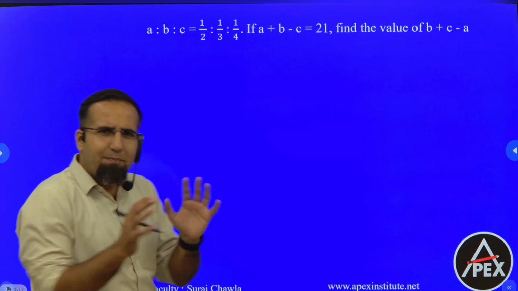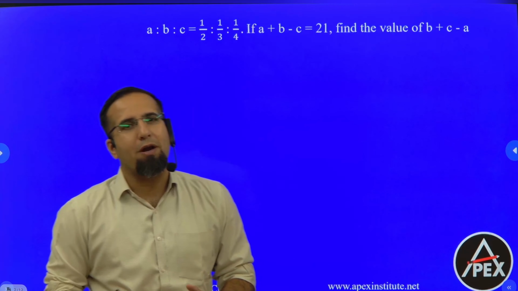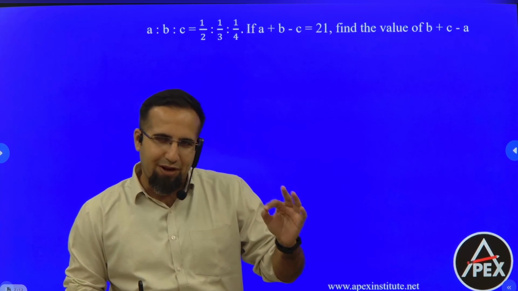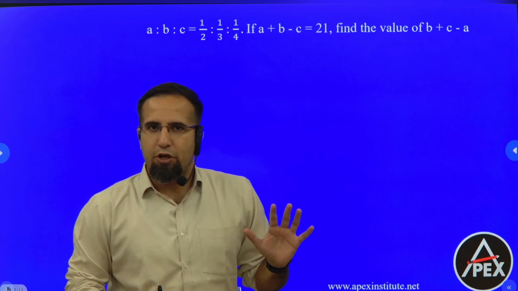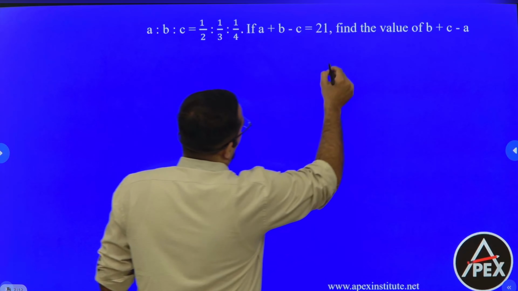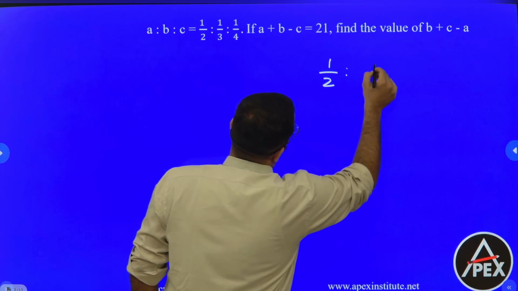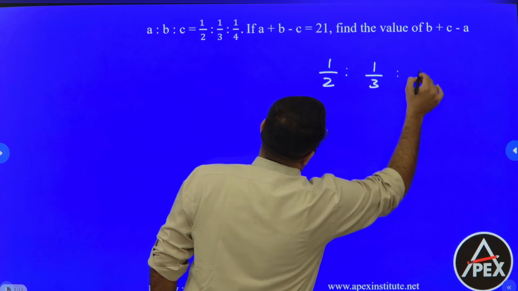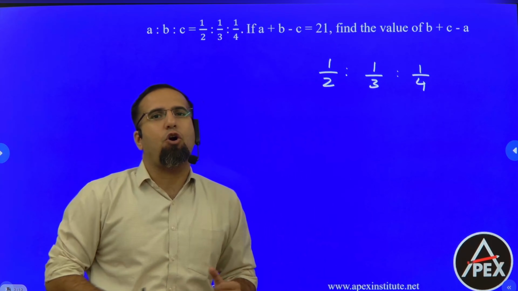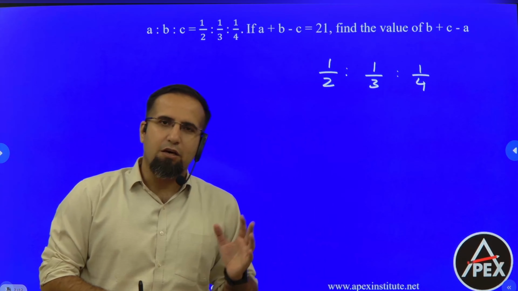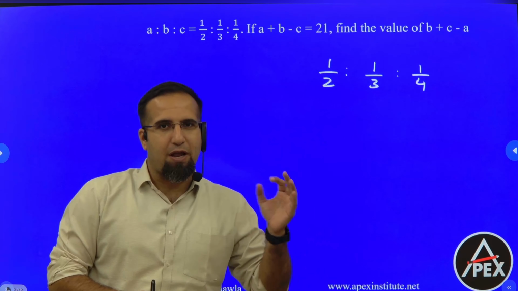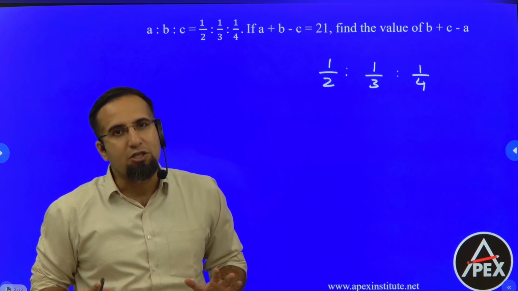Now whenever we get a ratio in fraction format, our first job should be to remove their fractions. Clear? Now what is the best way to remove the fractions? So I have 1 by 2 is to 1 by 3 is to 1 by 4. Now if I take you back to the first session on ratios, we had learned that if we multiply each term with the same number, then the ratio does not change.